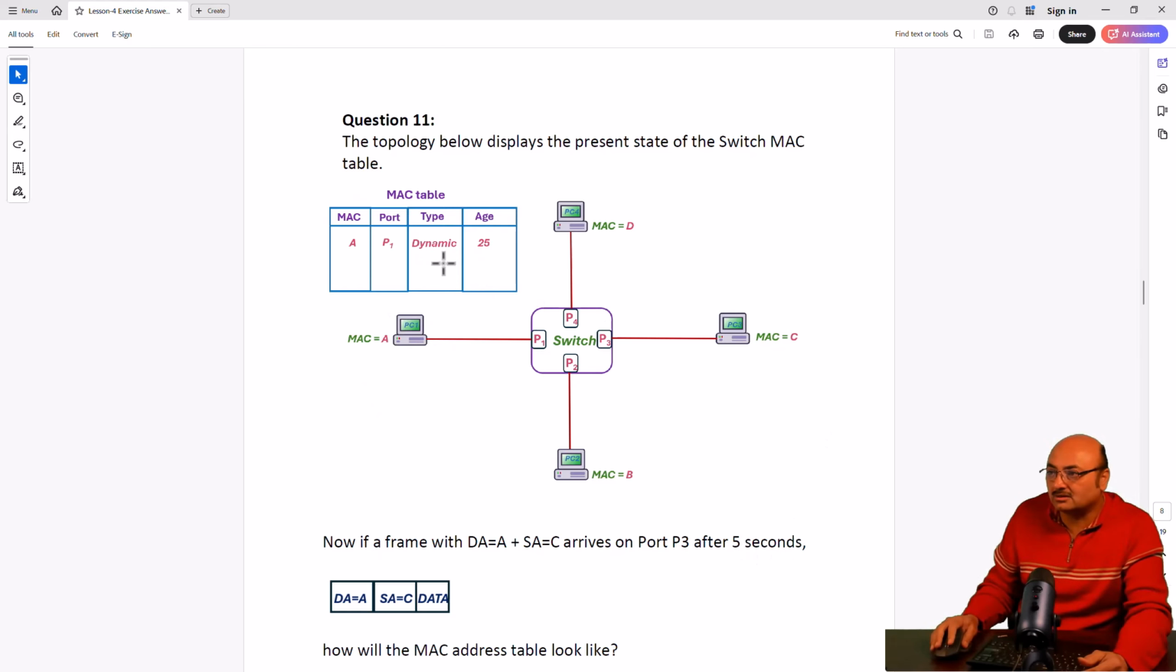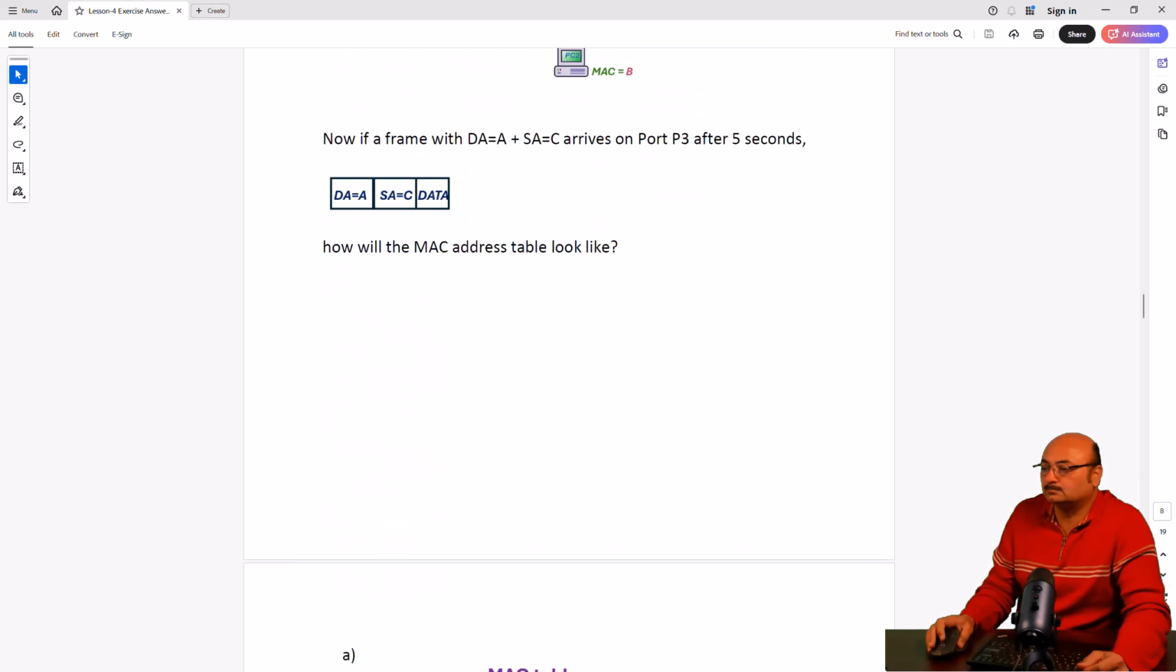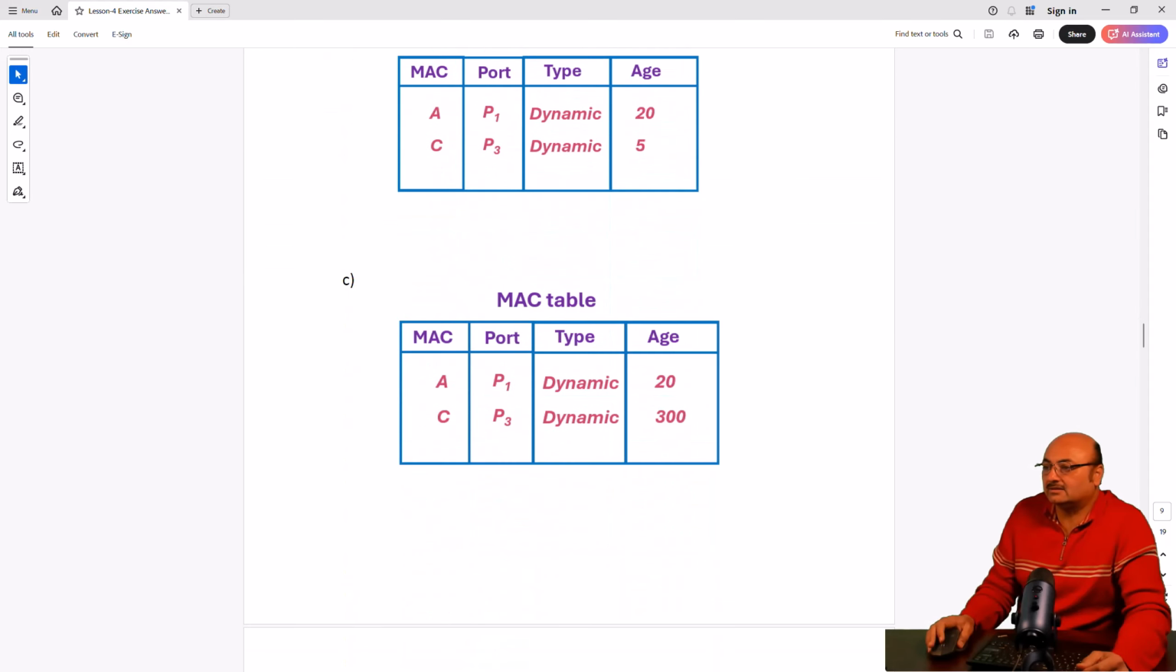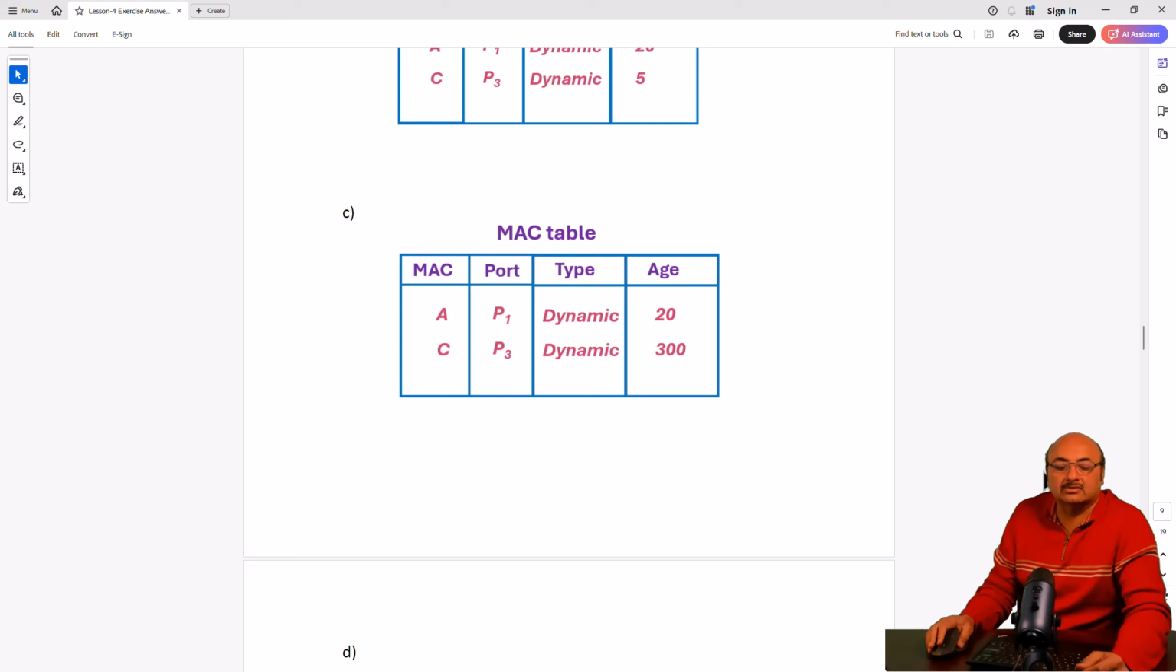That means the entry currently in the MAC table for A will have reduced to 20 seconds, and then the new entry will be created for C on port P3 with 300 seconds. So let's look for that option. And option C is the correct answer for it.